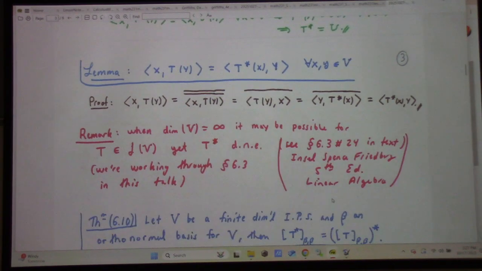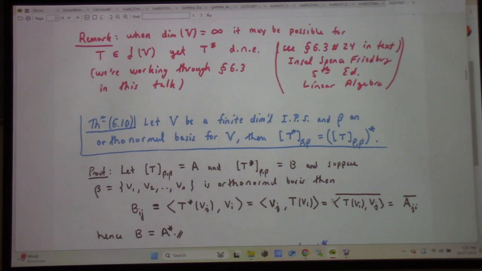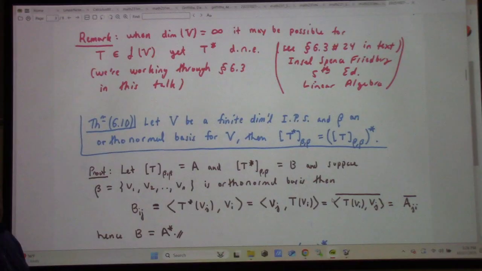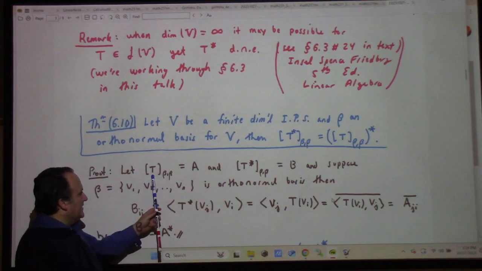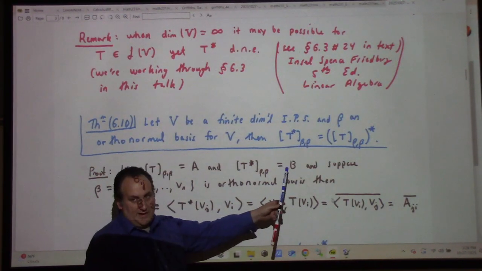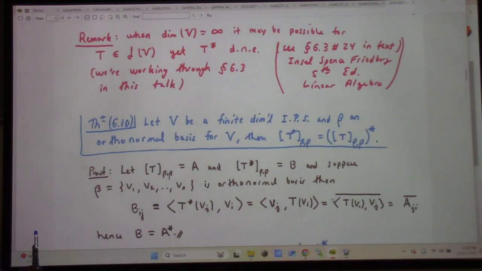All right. Now, this takes us back to last class. If we have a finite dimensional inner product space with β an orthonormal basis, then the matrix of the adjoint is the Hermitian conjugate of the matrix for the map. And I like the notation the book uses. It's cleaner than what I did last time, so I'm going to show you. So we'll let A equal the matrix of T with respect to β. Let B be the matrix of T adjoint with respect to β.